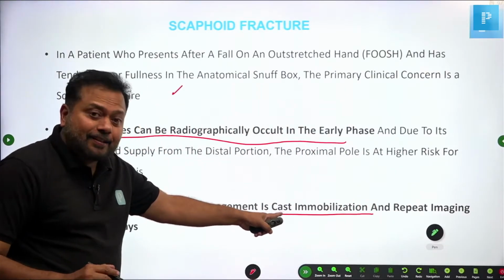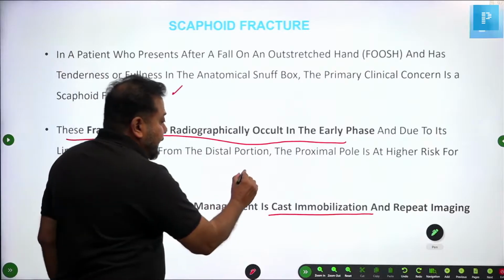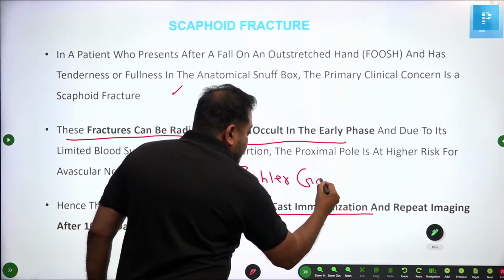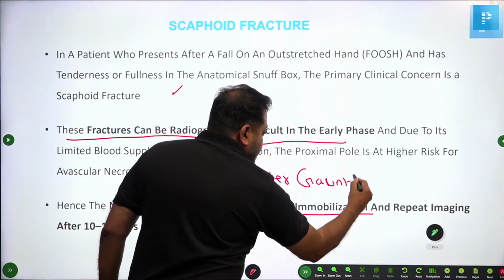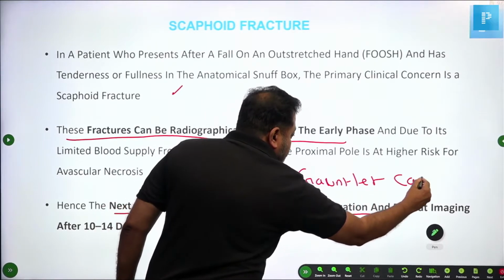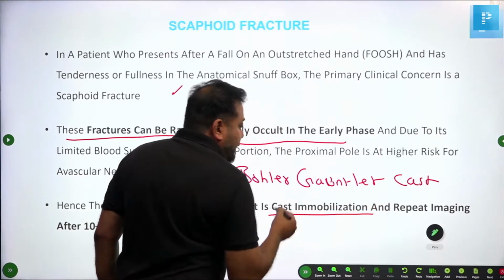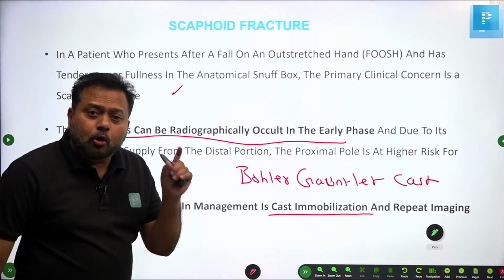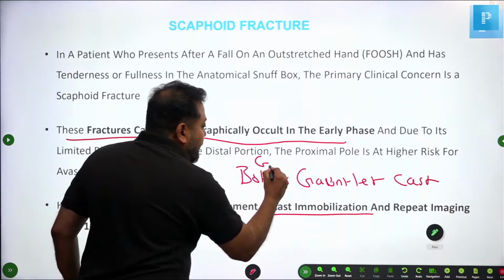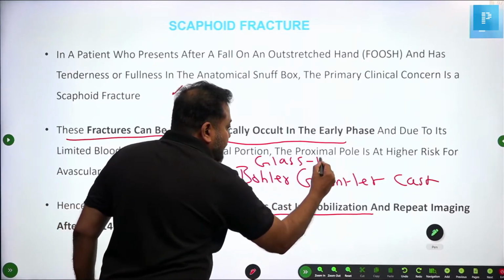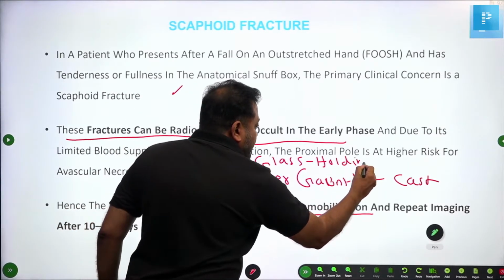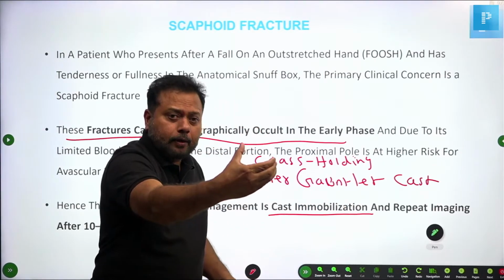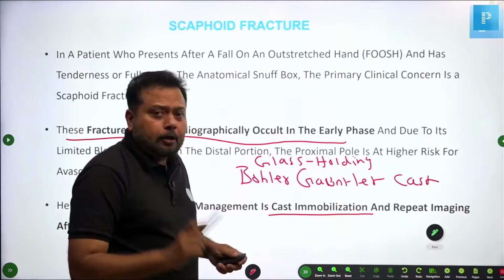You know this cast is called the Bohler gauntlet cast. B-O-H-L-E-R, Bohler, G-A-U-N-T-L-E-T. Bohler gauntlet cast. You know the name of the scaphoid cast is Bohler gauntlet cast. It is the below elbow POP cast in glass holding position. Glass holding position. Okay, like this. The cast will be like this, like a glass holding position. Okay, so this is the treatment of choice.